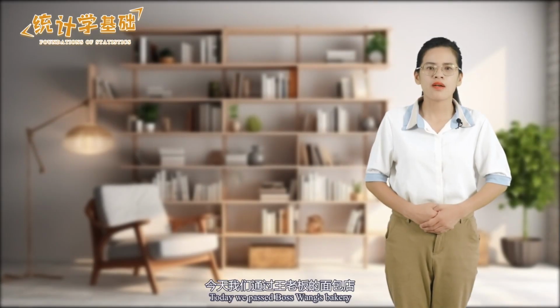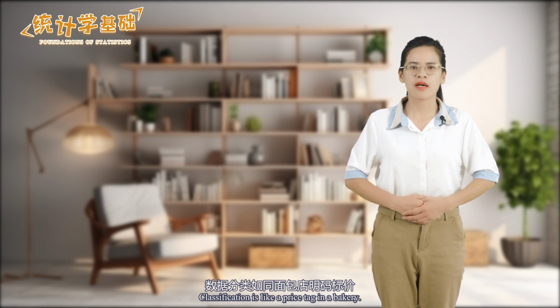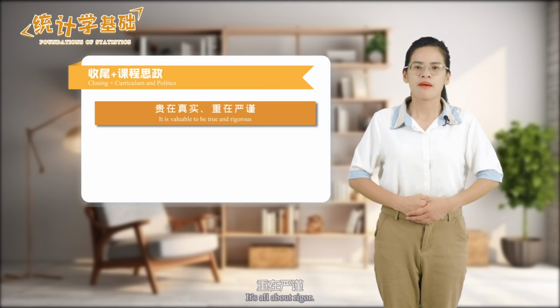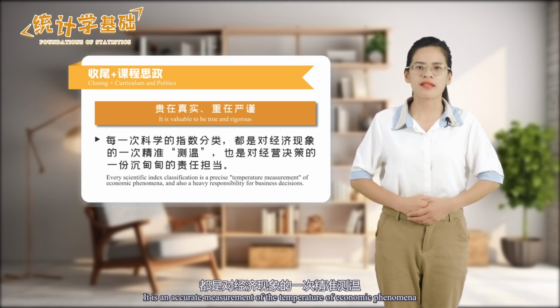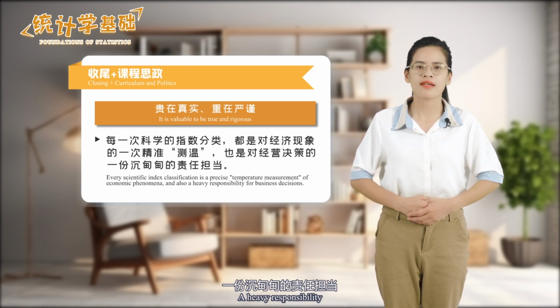to calculate the whole. Class, today through Boss Wang's bakery, we have not only unlocked the 5 main categories of indices, but completed an important data truth journey. Classification is like a price tag in a bakery: authenticity, it's all about rigor. Exponential classification of each kind is a scientific, accurate measurement of the temperature of economic phenomena. It is also a heavy responsibility for economic decision-making.